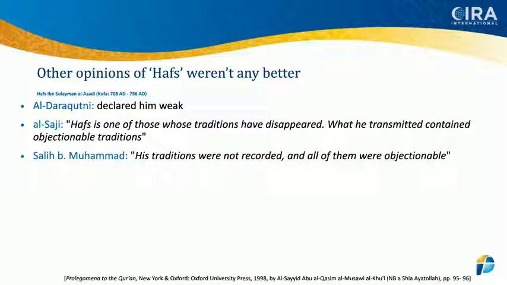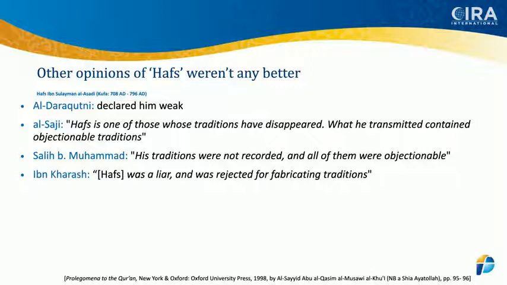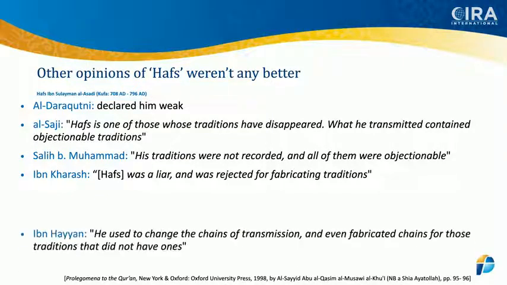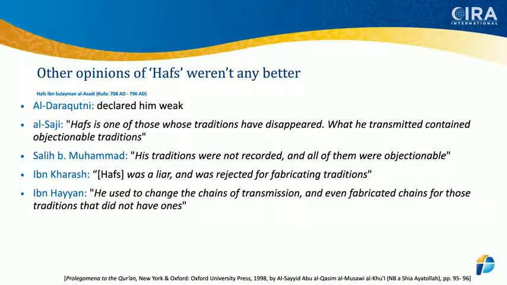Salih ibn Muhammad. His traditions were not recorded, and all of them were objectionable. Ibn Kharash. He was a liar and was rejected for fabricating traditions. Wow. Fabricating. So you can see these are not high opinions of Hafs. Ibn Hayyan. He used to change the chains of transmission and even fabricated chains for those traditions that did not have ones. Now that's a powerful statement right there.